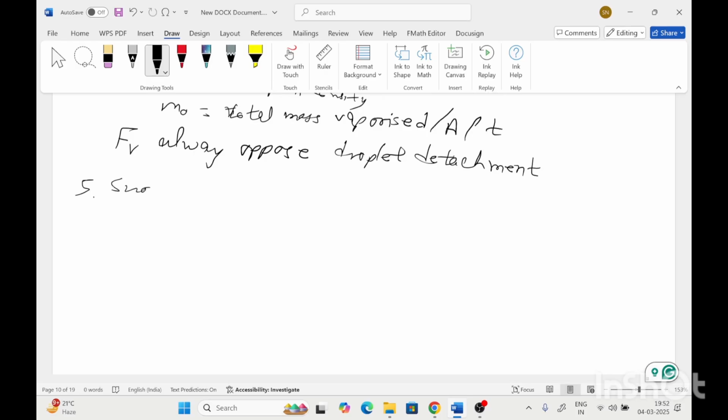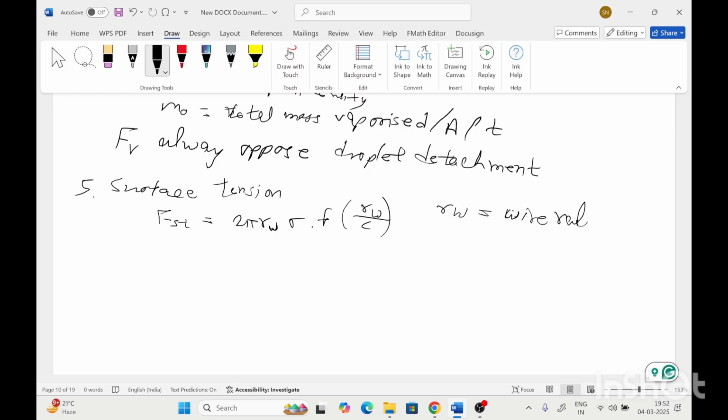The final force is the surface tension. F_ST is given as 2πR_W σ multiplied by a function of R_W and C. Here R_W is the wire radius, σ is the surface tension, and this is a function of the wire radius, and C is the capillary constant.